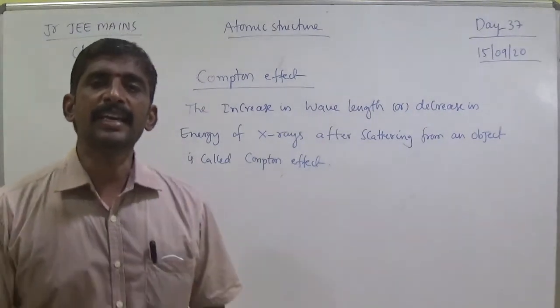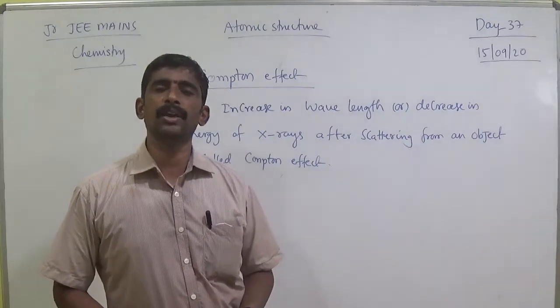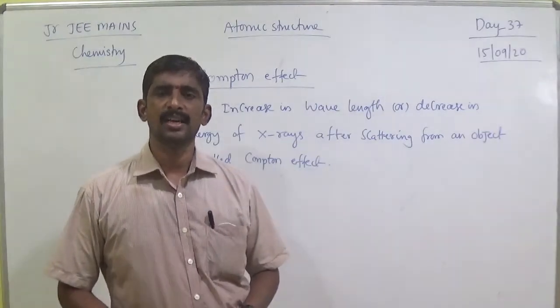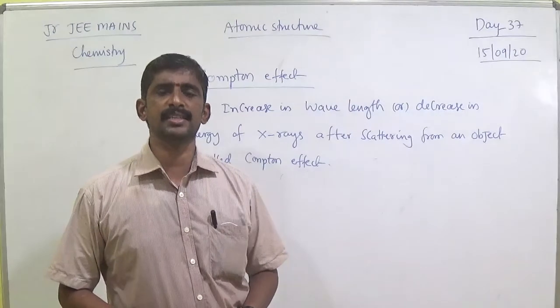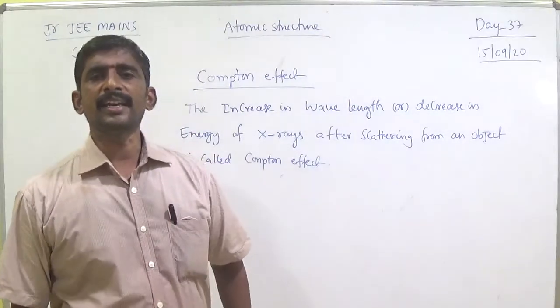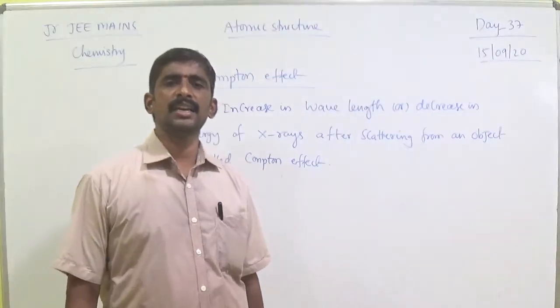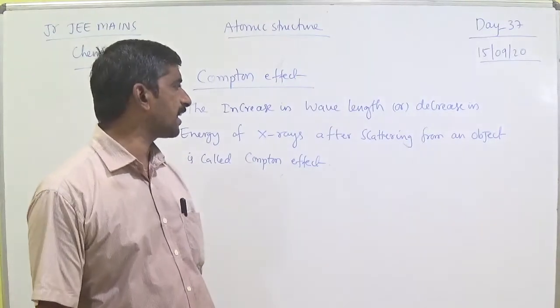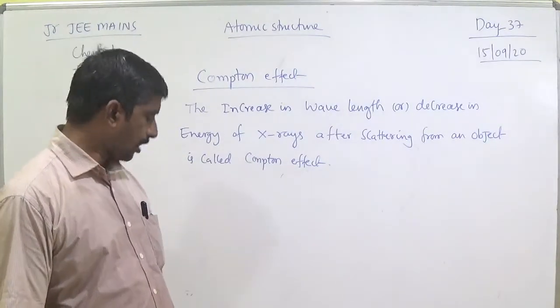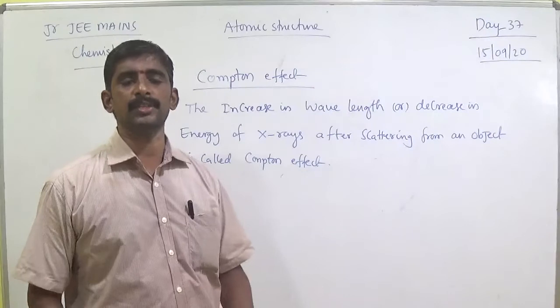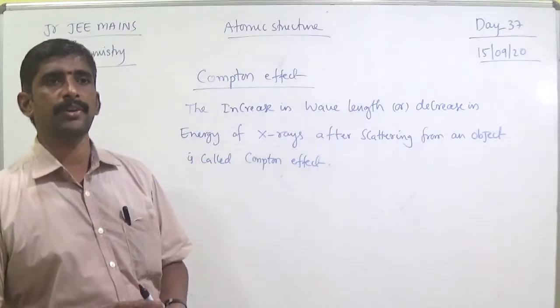Wavelength is inversely proportional to energy. Energy increases means wavelength decreases. So the increase in wavelength or decrease in energy of X-rays after scattering from an object is called Compton effect. So write down the definition of Compton effect.